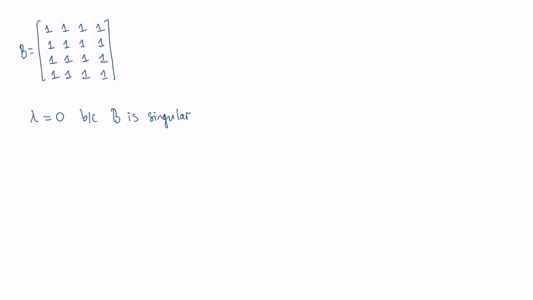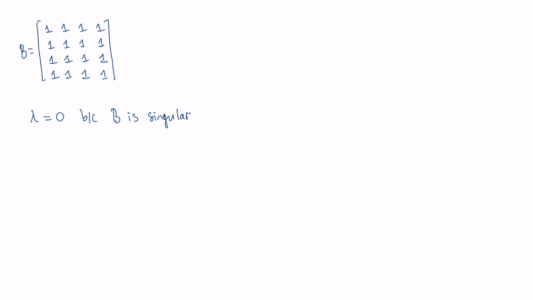Now, the question here is, how many times is lambda equal to 0 actually an eigenvalue? Like, what is the multiplicity of that eigenvalue? And you see, this is where the comment of geometric and algebraic multiplicity can help us a little bit.